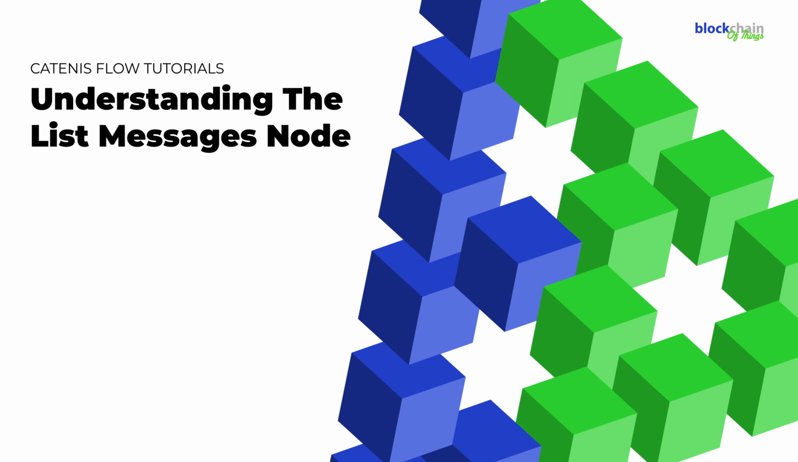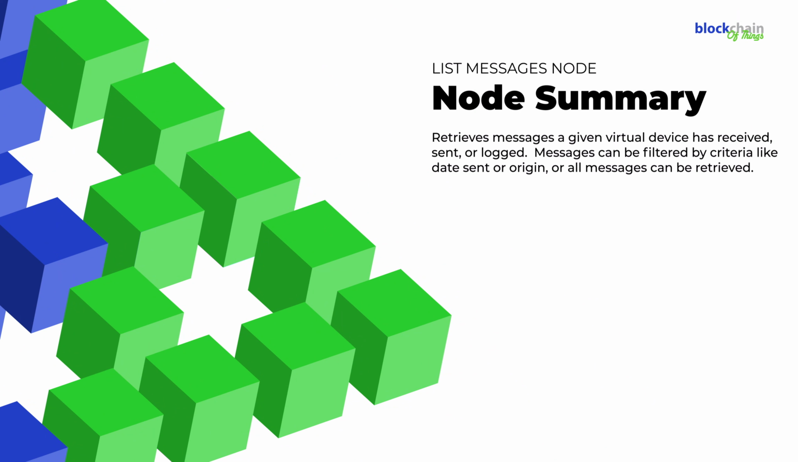This tutorial will teach you about the List Messages node and how it's used in Catenis Flow. The List Messages node retrieves all messages received, sent, or logged by a virtual device and allows you to set different filtering criteria. Filters can be set to list the messages based on a given time range or sent-receive status. Conversely, with no filters set, the node will list all messages that have interacted with the virtual device.